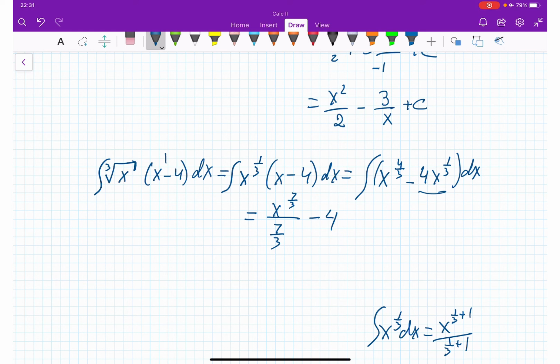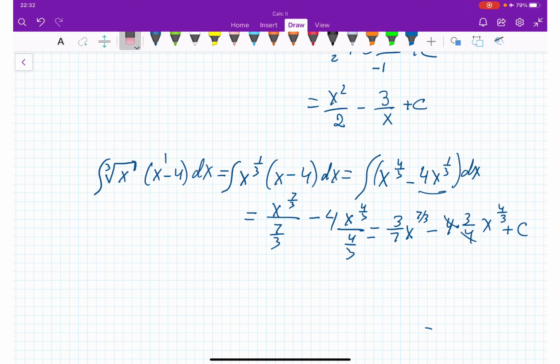So 4x to power 4/3 divided by 4/3. And the result is, so 7 over 3 in the denominator, if I flip it over, it's going to go to the numerator, get 3 over 7, x to power 7/3 minus 4/3. I'm going to flip it. It's going to be 4 times 3 over 4, when this is going to cancel. And I will have x to power 4/3 and plus c.